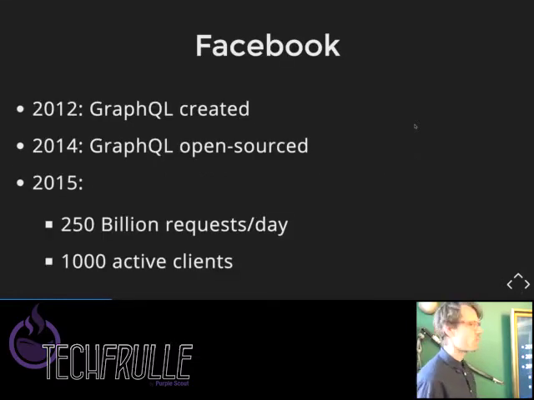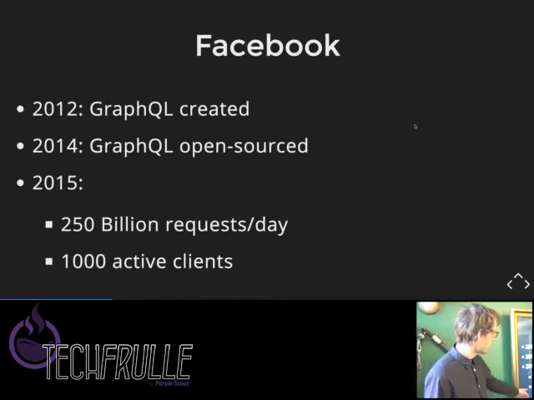So Facebook also realized that there are a lot of issues scaling REST, especially dealing with many clients. So they invented GraphQL, and open sourced it in 2014. In 2015, this is when I saw a talk about it, it said we're serving 250 billion requests a day through one GraphQL endpoint. That's quite a lot. I mean, that's a serious amount of throughput on one endpoint.